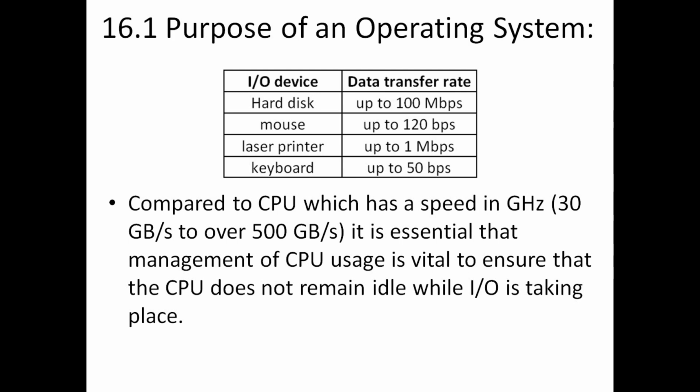It is essential that management of CPU usage is vital to ensure the CPU does not remain idle. Otherwise, if you're sending some data to a hard drive whose speed is 100 megabits per second, whereas the minimum speed of a CPU nowadays is 30 gigabits per second, you can imagine for how long the CPU will have to stay idle. For hundreds of clock cycles, the CPU will be sitting idle waiting for the data to be completely written to a hard drive.